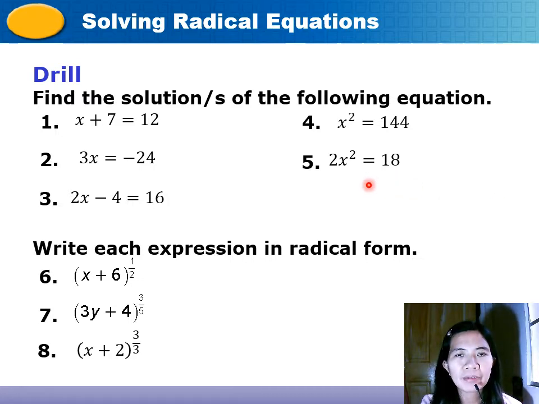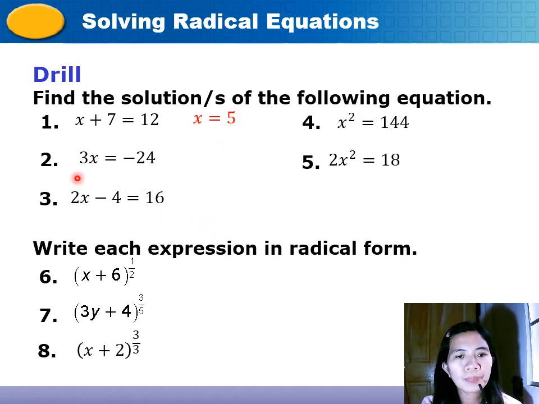So let's have this drill. Find the solution or solutions of the following equations. Number 1, we have x plus 7 equals 12. What will be the value of x? It will be 5. We get the additive inverse of positive 7, which is minus 7. So 12 minus 7 is equal to 5.